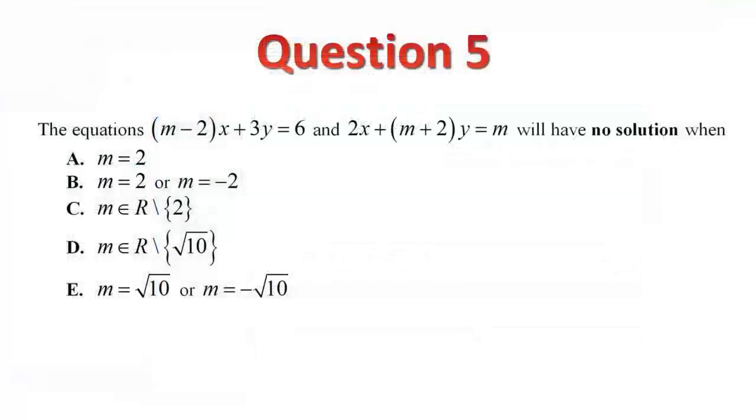All right, question 5. So this one involves simultaneous equations. For those two equations, when will that system of equations have no solution? These are a common type of question. No solution, unique solution, infinite solution.